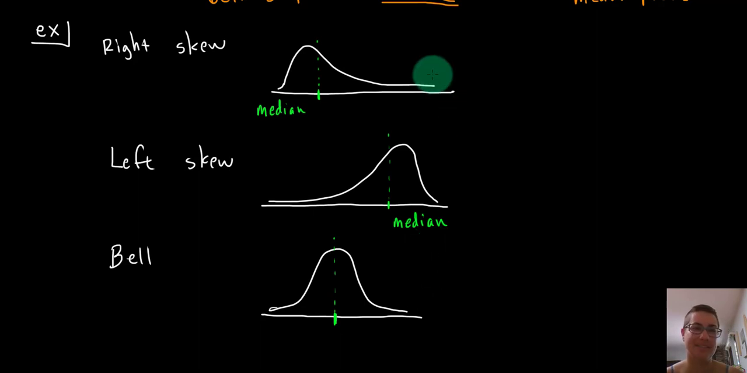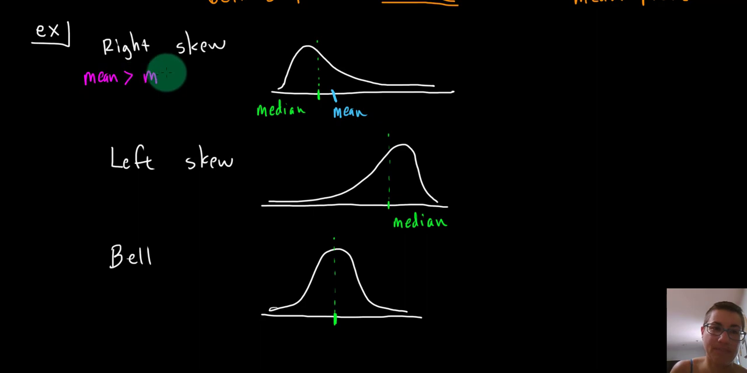Okay, let's consider now the mean. The mean is sensitive to extreme values. The mean is going to be pulled by that 344. The mean will therefore be larger than the median if the data is right skewed. So right skewed data, mean greater than median.